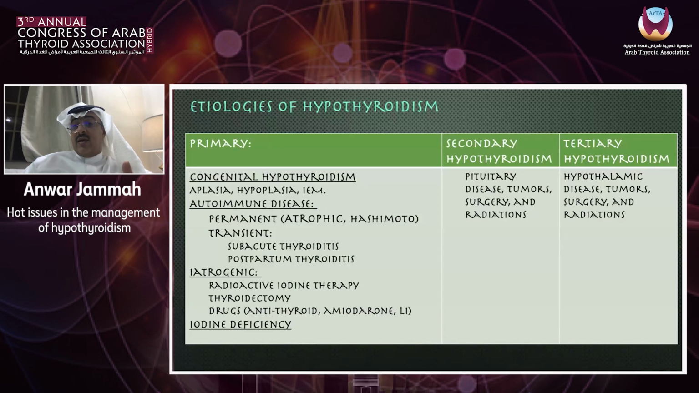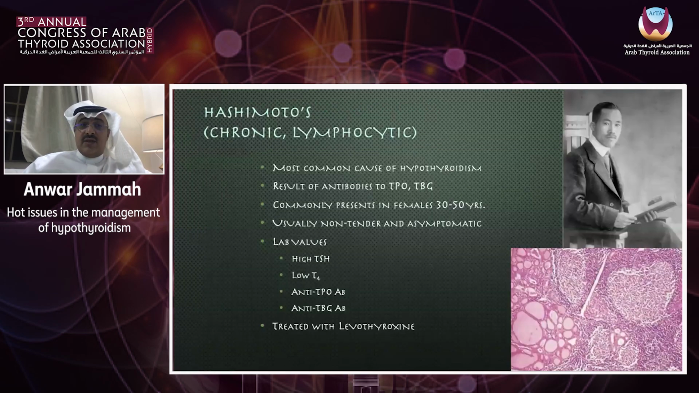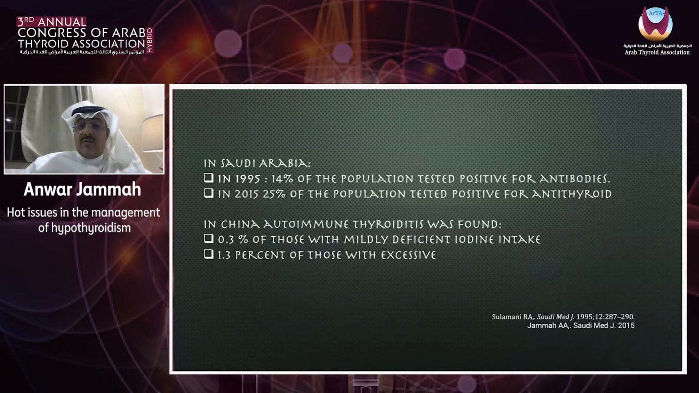Then we have secondary hypothyroidism, which affects the pituitary, either disease, tumor, surgery, or radiation, and tertiary, which comes from the hypothalamus, if there is hypothalamic disease, surgery, or radiation. Hashimoto by far is the most common cause of hypothyroidism, and it's an autoimmune disease related to the antibodies affecting the thyroid.